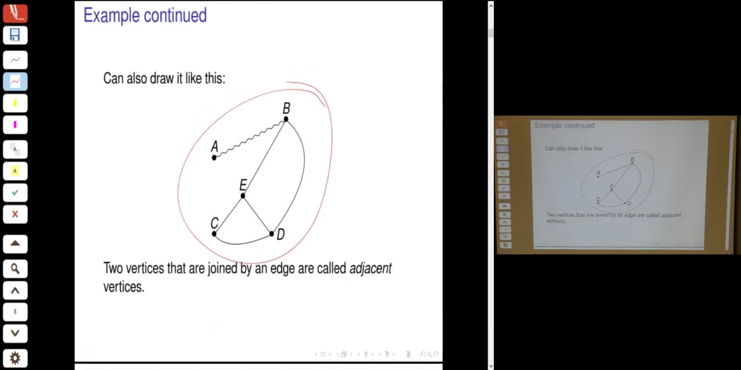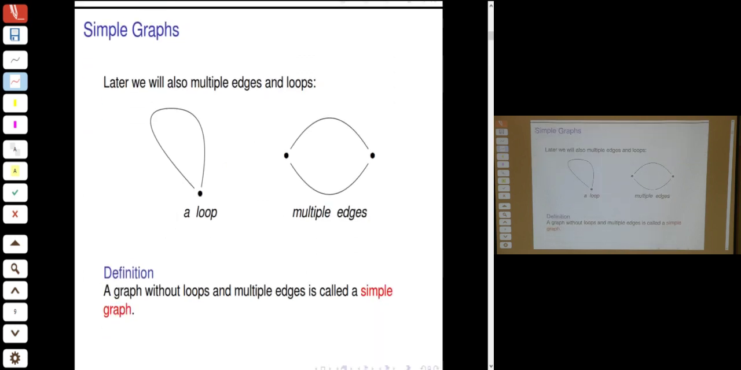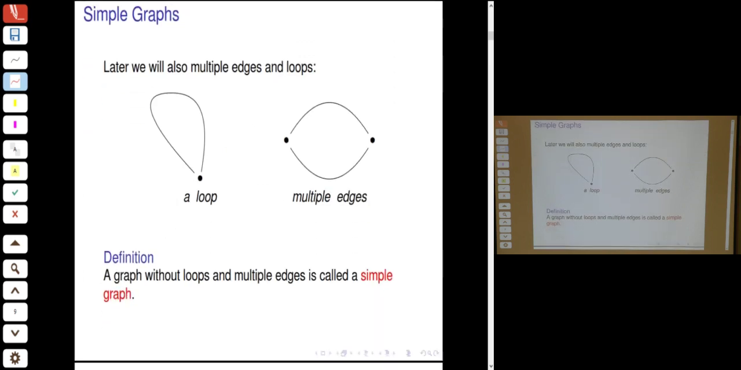So, two vertices which are joined by an edge, like C and E here, are called adjacent vertices, right, because you can go from one vertex to another in just one step. So, here are some examples. So, here is a simple graph.